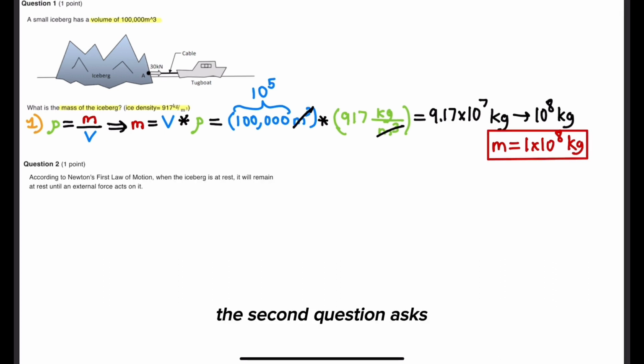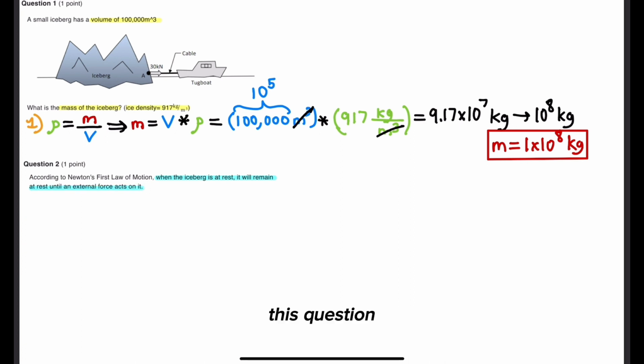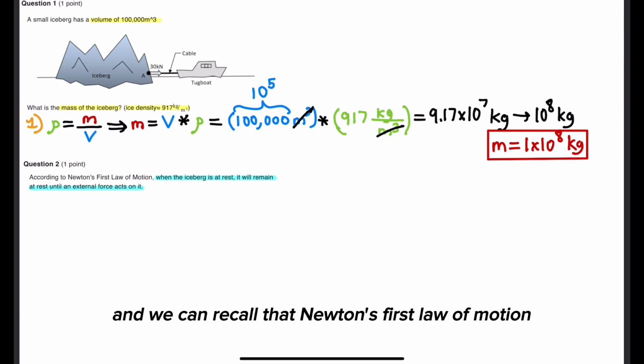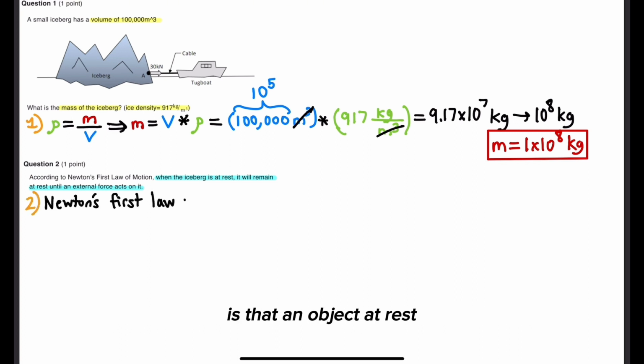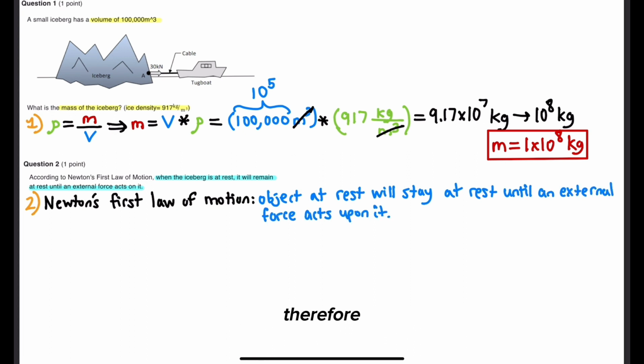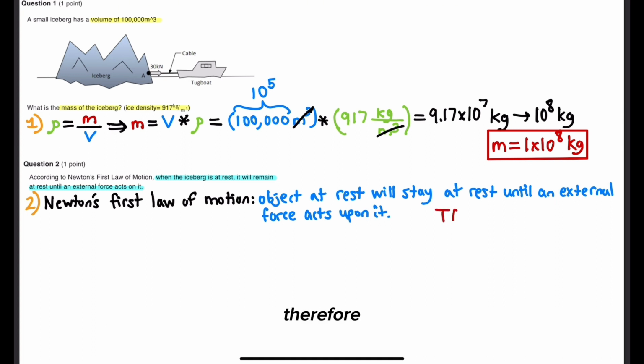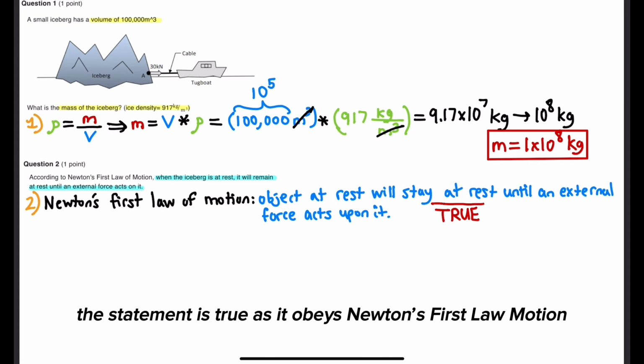The second question asks, according to Newton's first law of motion, when the iceberg is at rest, it will remain at rest until an external force acts on it. This question can be answered in a true or false statement. And we can recall that Newton's first law of motion is that an object at rest will stay at rest until an external force acts upon it. Therefore, recalling from the question that the iceberg is at rest, it will remain at rest until an external force acts on it. Therefore, the statement is true, as it obeys Newton's first law of motion.